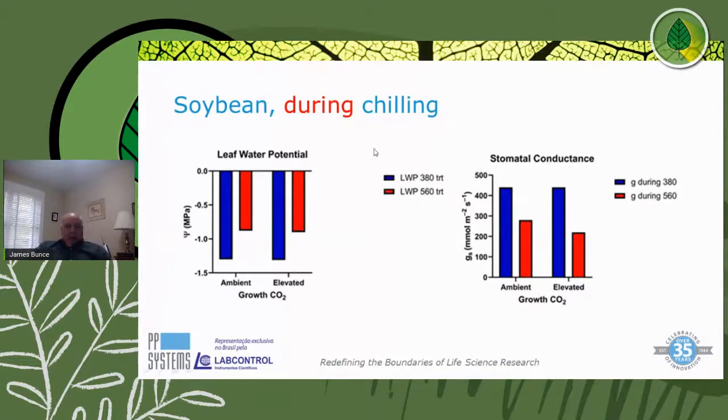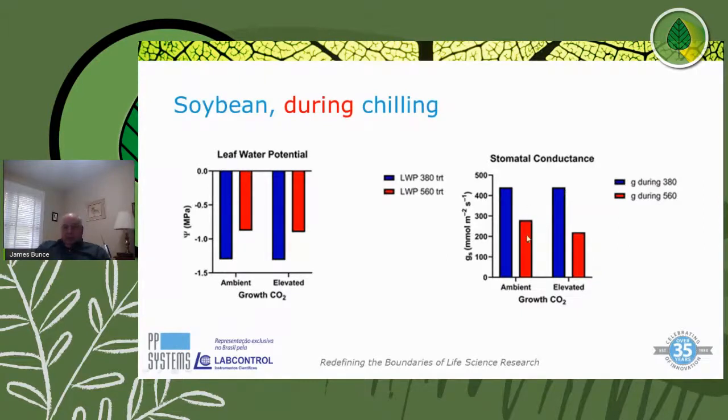we see that, consistent with what Boza found, look here at the right-hand side first, stomatal conductance during the treatment: if the treatment was applied using 560 parts per million, there was a larger reduction in stomatal conductance. Stomatal conductance was lower when the chilling treatment was applied at 560 than when the chilling treatment was applied at 380. So not surprising.